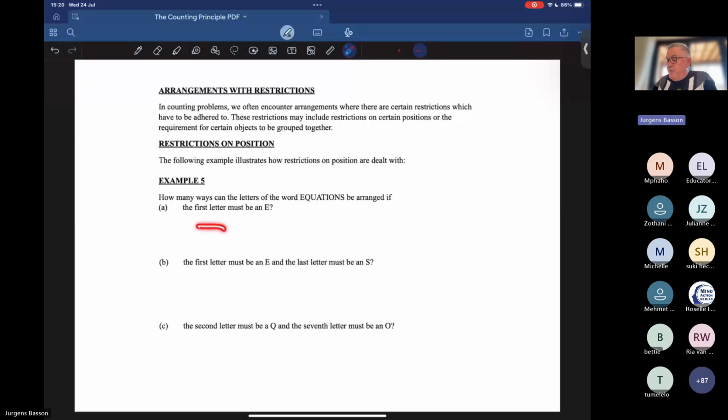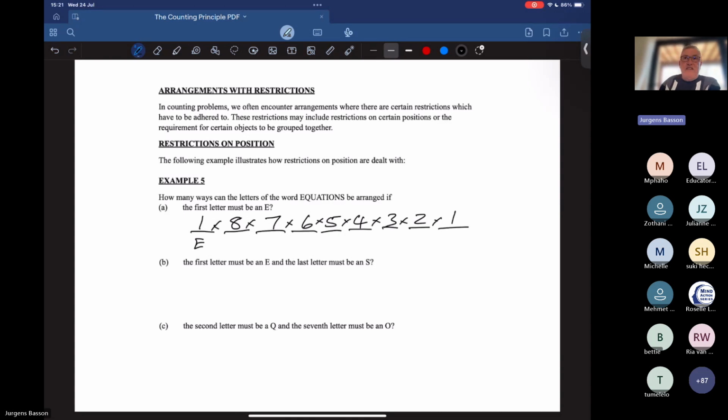So if I draw the 9 lines, 1, 2, 3, 4, 5, 6, 7, 8, 9, then the first position must be E. And I think you will agree there's only one way we can do it, because that is E. And they can't repeat, so we can't use it again. So now we've got 8 letters left. So now we start at position 2, and it's 8, 7, 6, 5, 4, 3, 2, and 1. And now we multiply. That's what counting principles say. Once we know how many ways we can do every task, we multiply, and the answer is then 8 factorial.